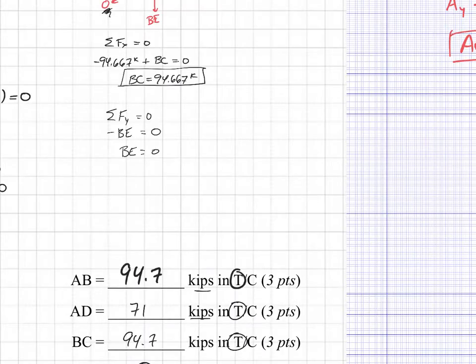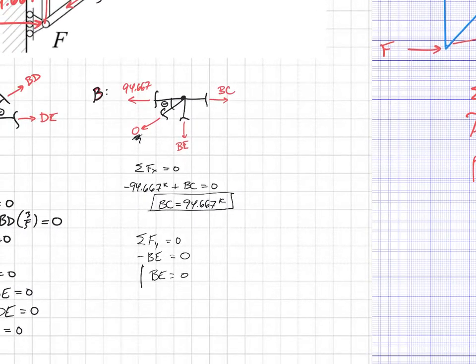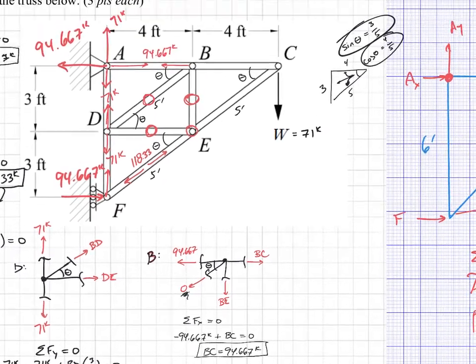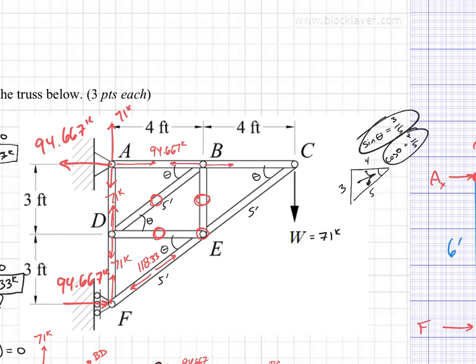Okay, so up here on our diagram, BE is a 0, another zero-force member. So all these internal members were pointless. And then BC is 94.667 in tension, so it's pulling on those members right here, 94.667 kips. Okay? So that means I've got one more member I've got to get, which is CE. And at this point, you should be able to just look at it and tell that it's going to be 118.33. But if you can't, we just need to do one of these members.